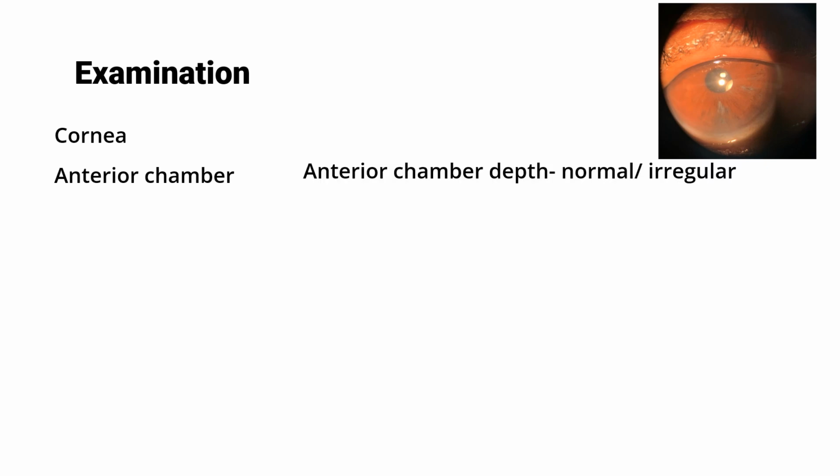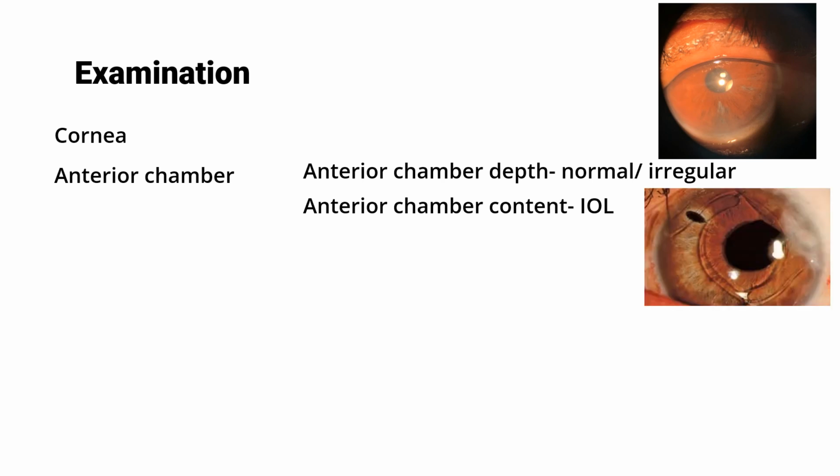And then you look at the anterior chamber. Anterior chamber depth is usually normal. It might be irregular if the lens is subluxated or displaced. In the anterior chamber, sometimes you have to examine the contents if there is an IOL. There can be an anterior chamber intraocular lens like this one, right? So you have to mention that there is a shimmering light reflex present, or I see an IOL in the anterior chamber.